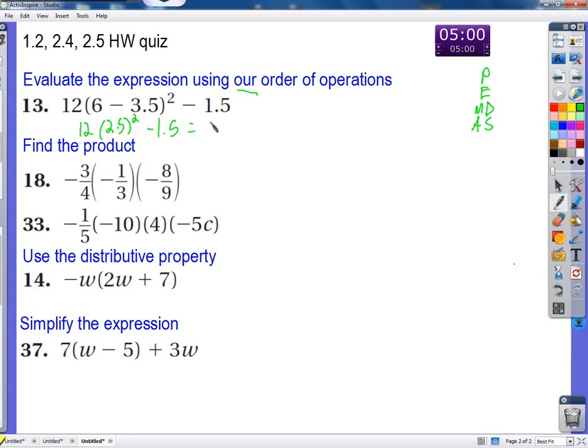2.5 times 2.5. What's 2.5 times 2.5? 6.25. That's 1.5. What's next? Multiplication. 12 times 6.25. What's 12 times 6.25? 75. Minus 1.5. Now we're down to subtraction. 73.5.